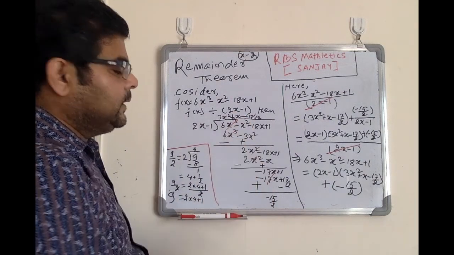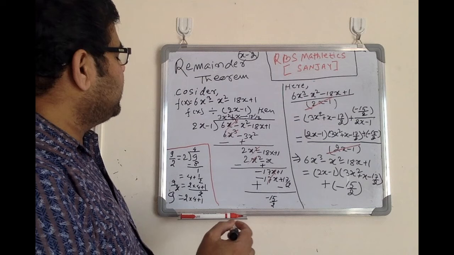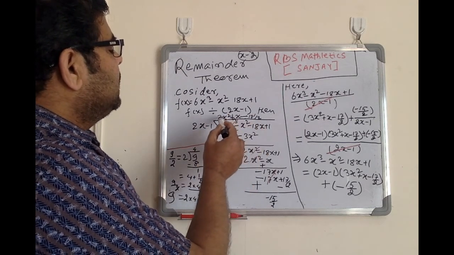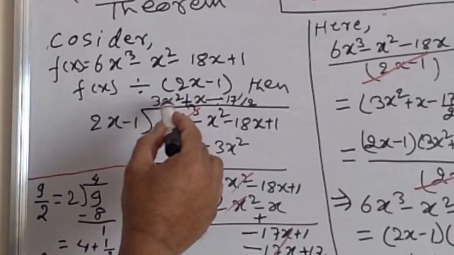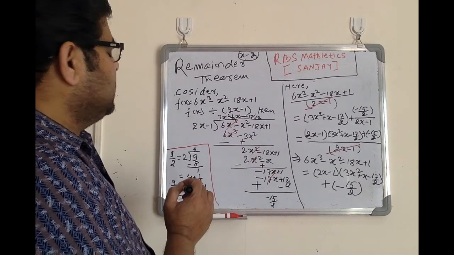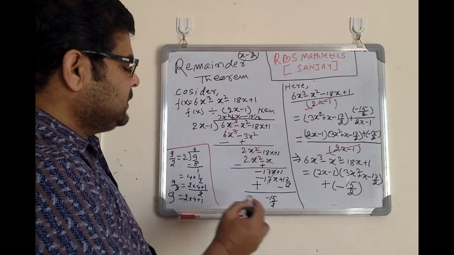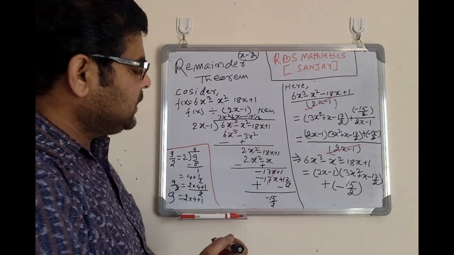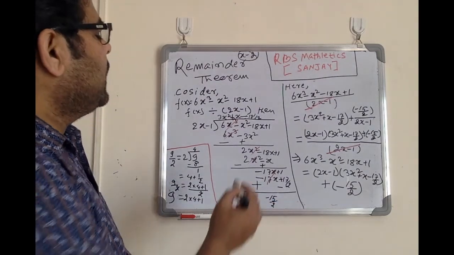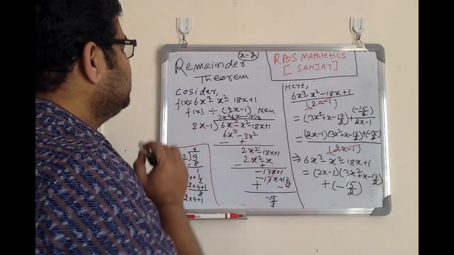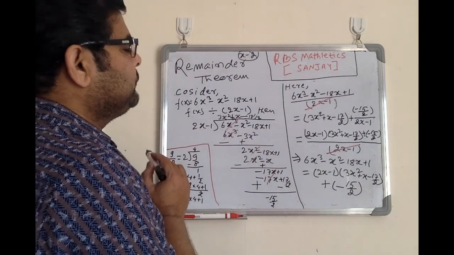You can have a look at how we divide, and in that case you can see the quotient is here. This is the place of the quotient. So this is 3x squared plus x minus 17 by 2. That is the quotient. In this case 2x minus 1 is the divisor, and after the division we have got the remainder as minus 15 by 2, and this is the given function that is to be divided by 2x minus 1.